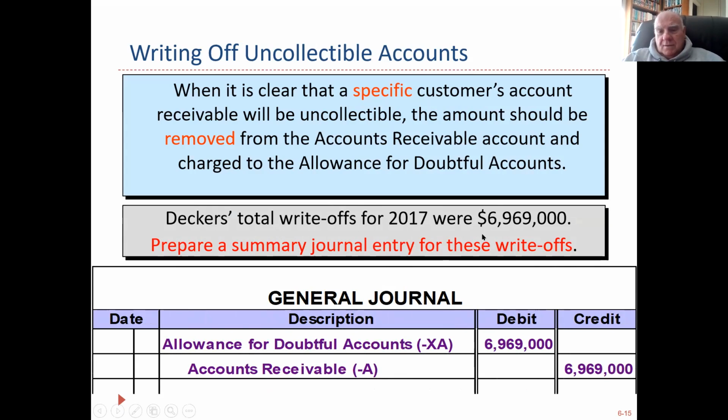They knew that I wasn't going to pay them the $6 million. The Bob Company was not going to pay the $6,969,000. I went out of business. I have no assets. They're not going to collect a penny from me. Now they are going to reduce the accounts receivable with this credit for that $6,969,000, and notice the debit.